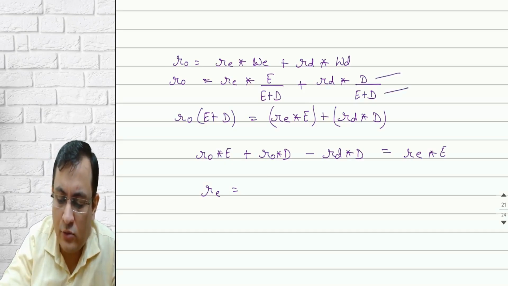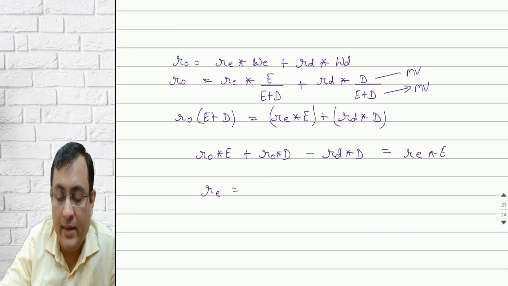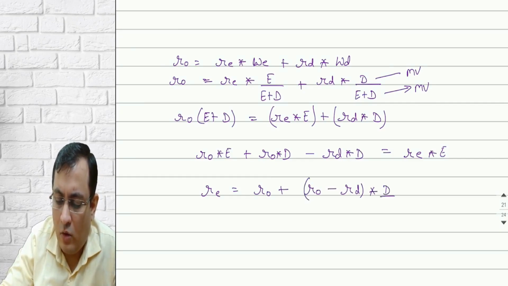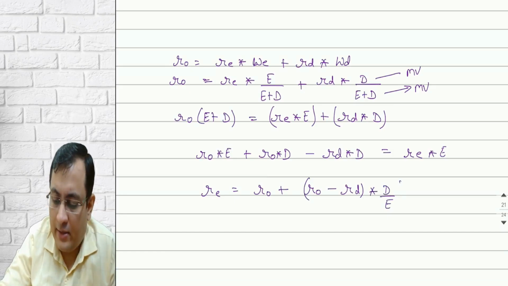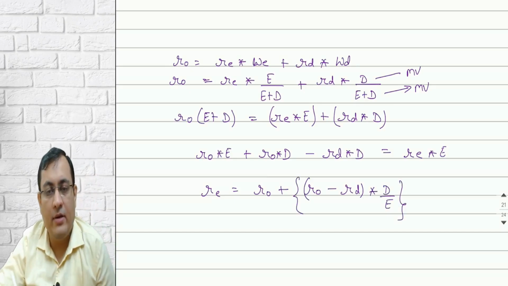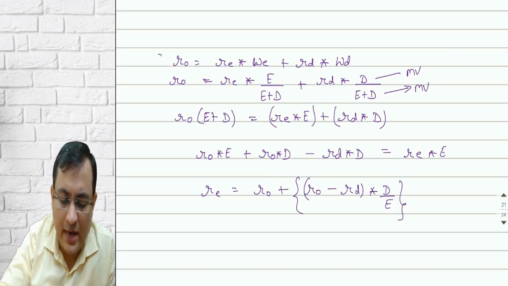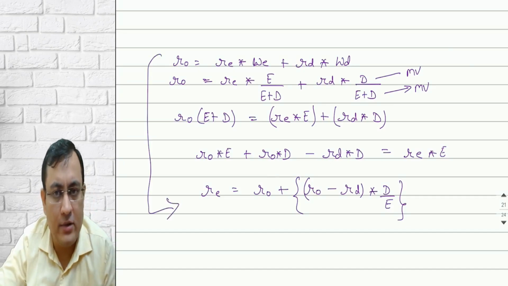These are market values of D and E respectively. We are dividing it by E. So it is RO plus RO minus RD. Let's take D common, whole divided by E. And this is the formula they have given in our study materials. So this is nothing new. This is derived from your original formula of WACC only.